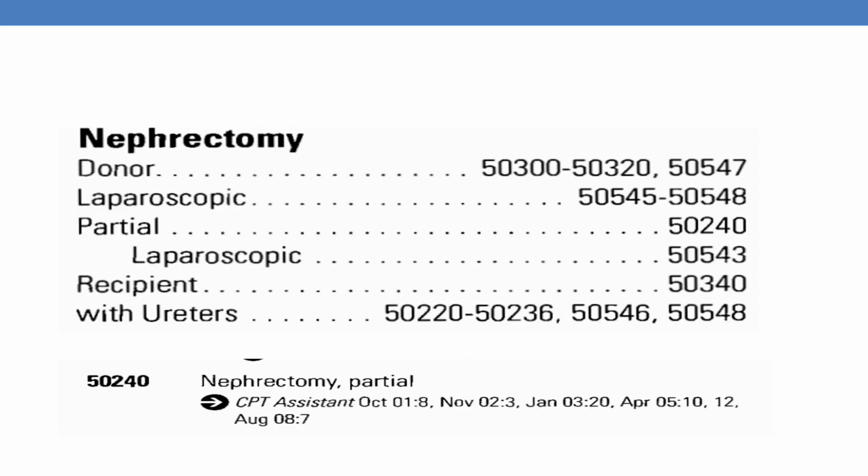Now coming to the CPT, if you go to the CPT index, you can find nephrectomy. We know that in our question, partial nephrectomy has been performed. So if you go to nephrectomy, under nephrectomy partial, the CPT is 50240. If you go to the description of 50240, it indicates nephrectomy partial. So this is the correct CPT.